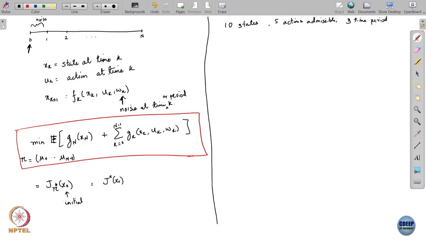So how many possible functions are we looking at? How many choices are there for functions at the first time period? A function at the first time period would map the set of states to the set of actions, right. And so, for every state you can take five possible actions. As a result the number of possible functions that you can have at time instant 1 is 5 raised to 10, right. Similarly, there are 5 raised to 10 possible functions at time instant 2 and 5 raised to 10 possible functions at time instant 3. So, the total number of choices therefore becomes 5 raised to 10 times 5 raised to 10 times 5 raised to 10.